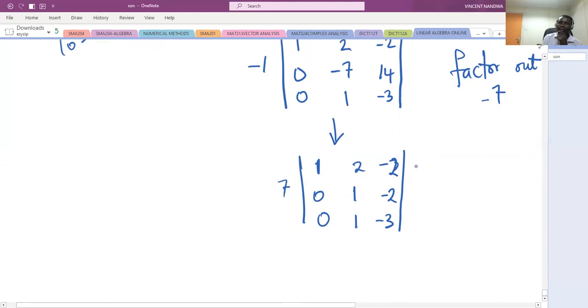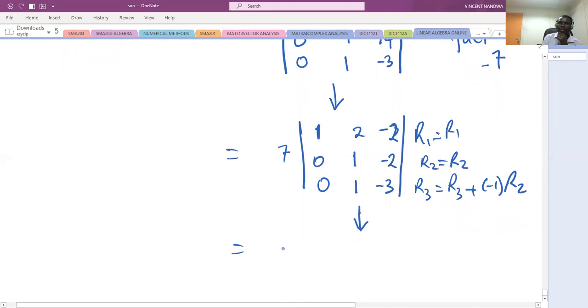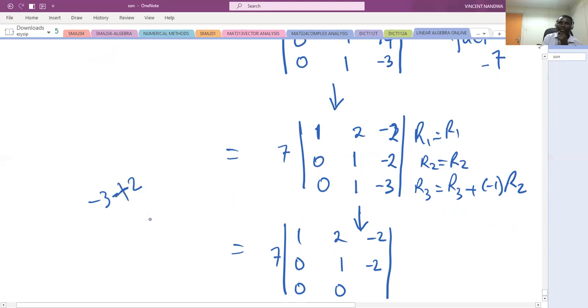Now I fix row 1 to be row 1, row 2 to be row 2, but row 3 I say to be row 3 plus or minus row 2, so that I have this one to be 0. So that leads me to the determinant of 7, 1, 2, minus 2, 0, 1, minus 2, 0, 0, minus 3, minus 2. So I get this plus, so minus 1.